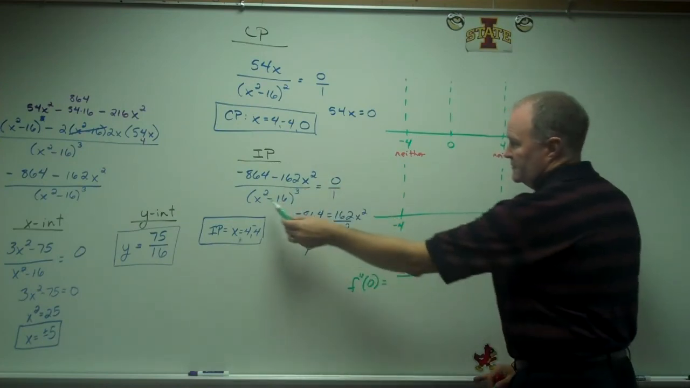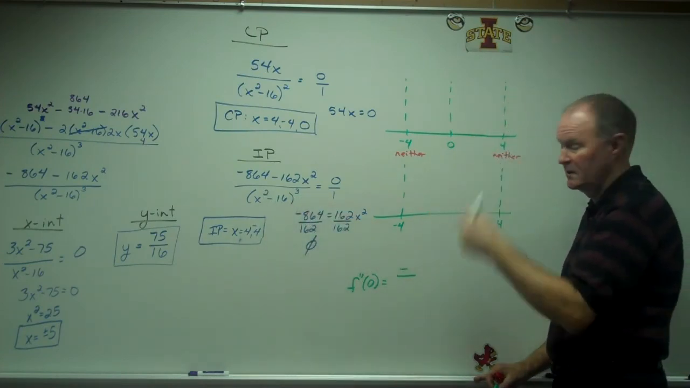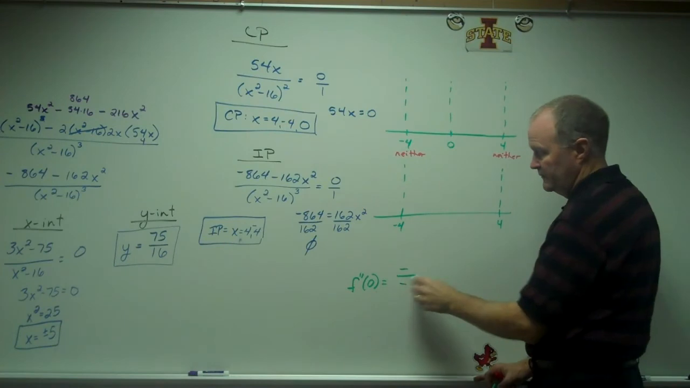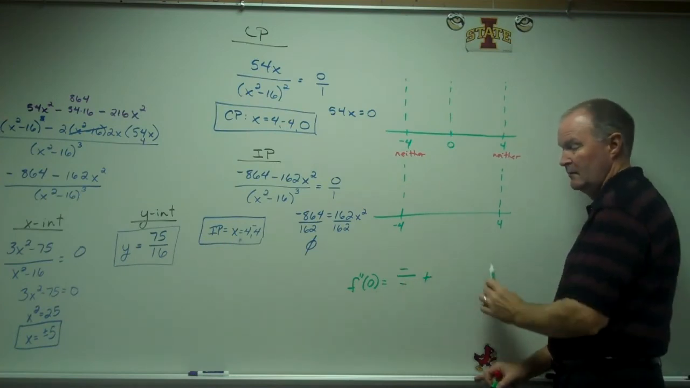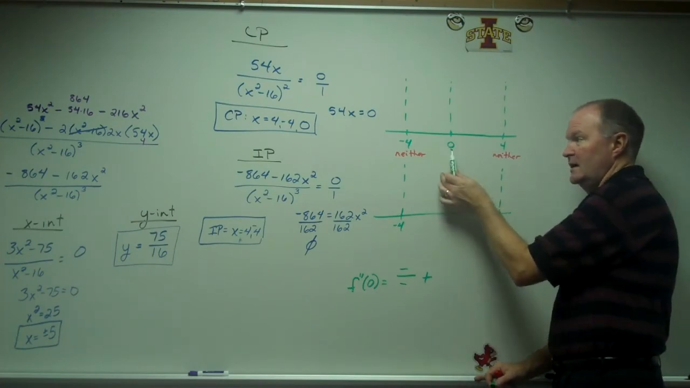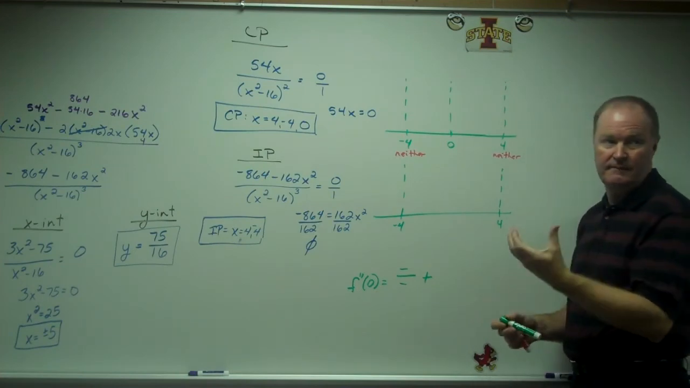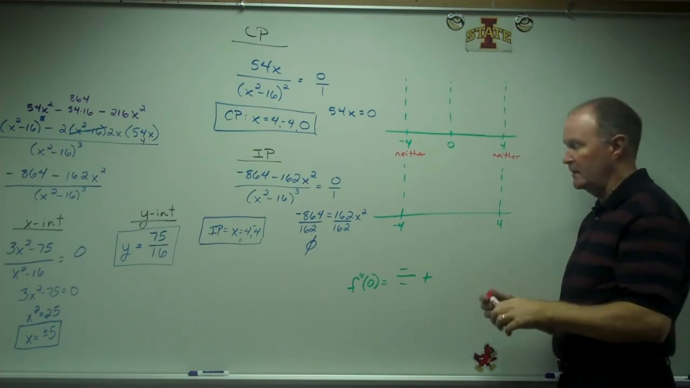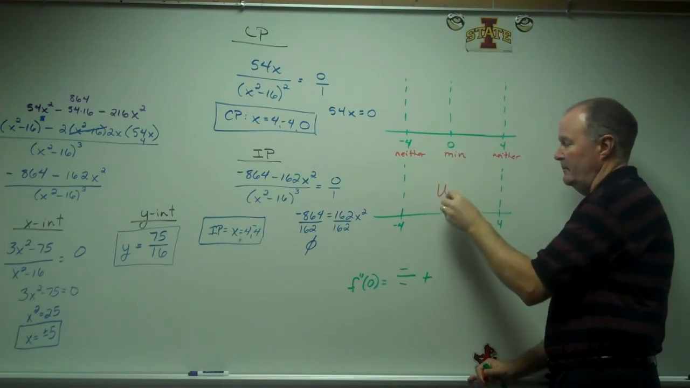And then 0 squared minus 16. Now it's not always positive because it's a cubed, and a negative cubed is negative. So this whole thing is positive. So it's a minimum, because positive also means concave up. So be real careful with that. Minimum, up.